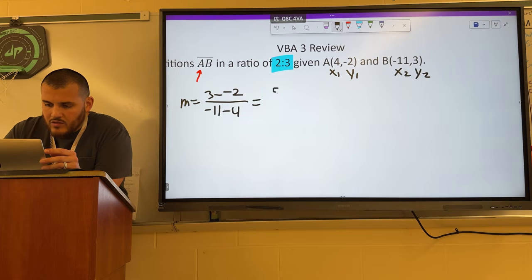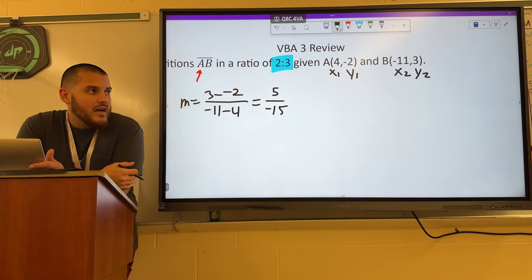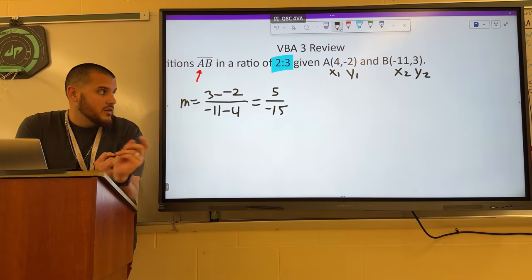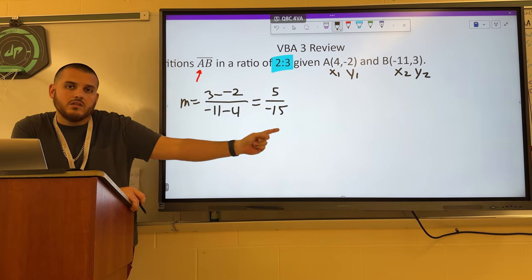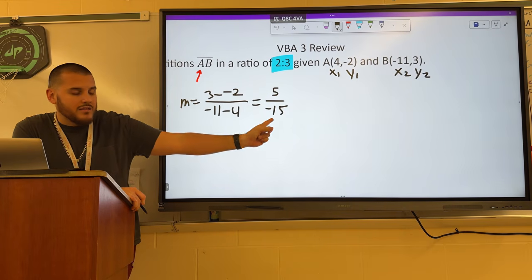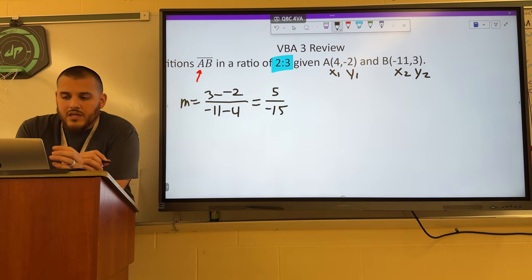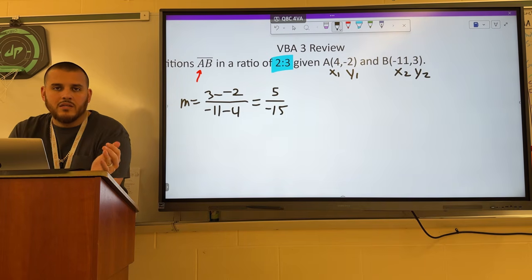3 minus negative 2 is positive 5. Negative 11 minus 4 is negative 15. What are these numbers? These are how far apart our X and Y coordinates are. So our Y's are 5 units apart, our X's are 15 units apart. It's a positive 5 for the Y's, negative 15 for the X's. That's the total distance from end to end.